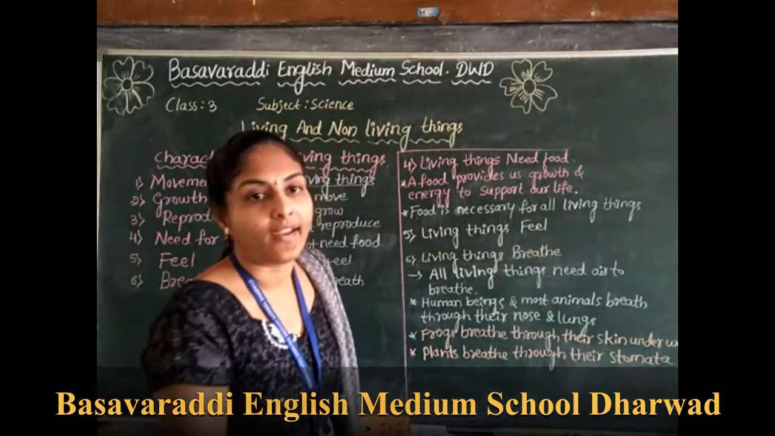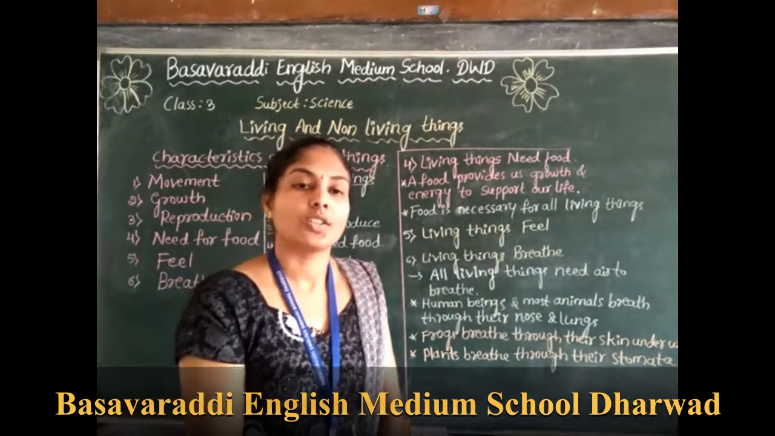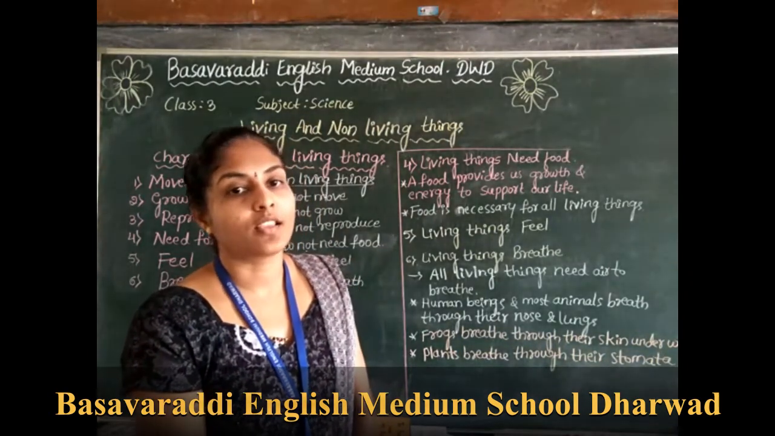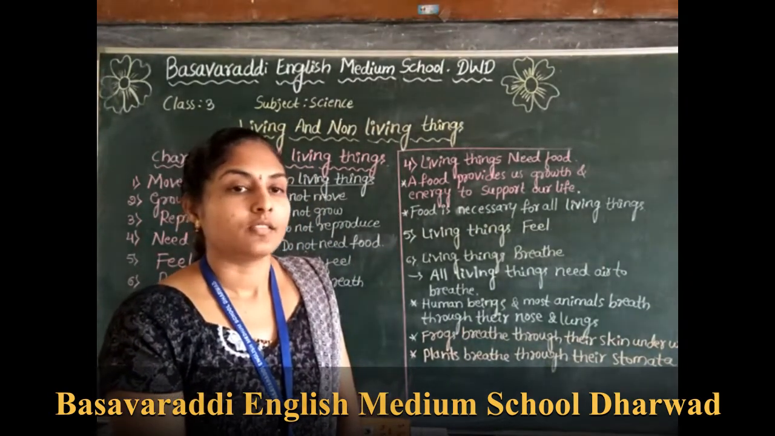In the case of plants, some trees shed their leaves in the autumn season and bloom again in the spring season.